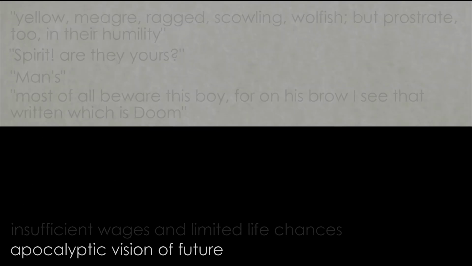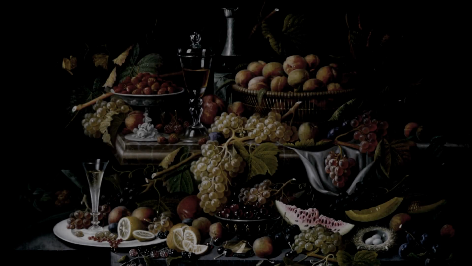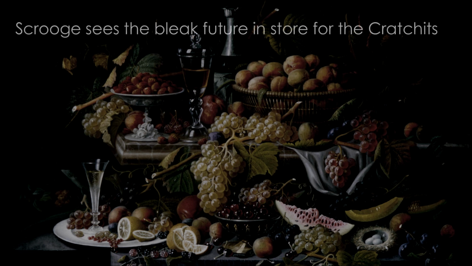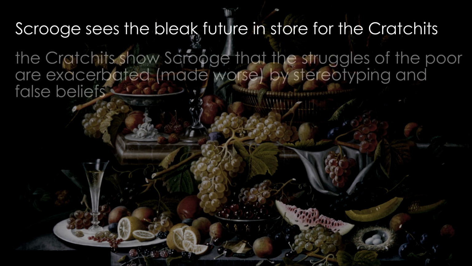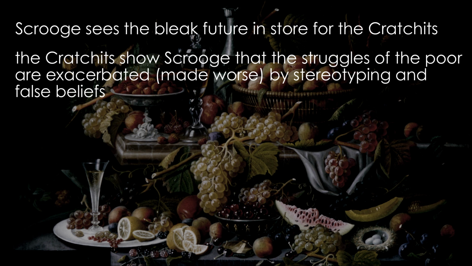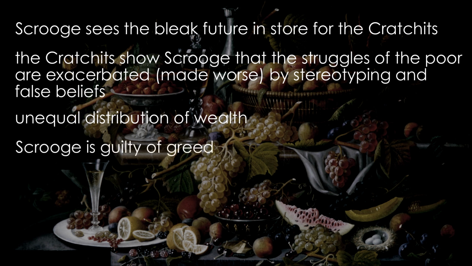It is only when Scrooge is made privy to what happens behind closed doors at the Cratchit residence on Christmas Day, and sees the bleak future in store for them if nothing changes, i.e. the death of Tiny Tim, that he realises the struggles of the poor are exacerbated not only by stereotyping and false beliefs caused by ignorance, but also by the unequal distribution of wealth, motivated by greed, of which he is guilty, and, more importantly, by a lack of education which keeps the population trapped in a cycle of poverty.